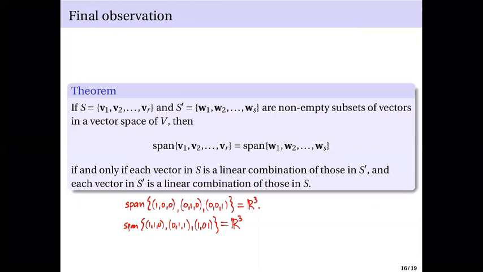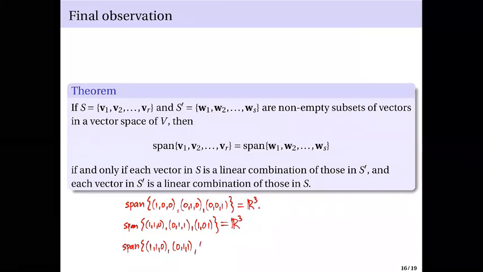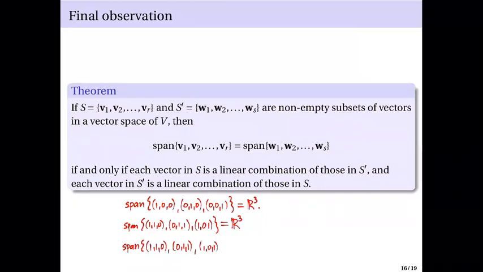Okay? Furthermore, I can also look at the span of (1, 1, 0), (0, 1, 1), (1, 0, 1), and then maybe (1, 2, 1). If I look at the span of this, okay, this is also R3.